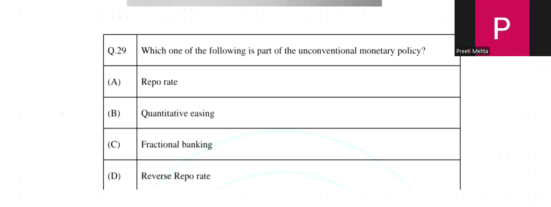Now what happens when the economy is in deep recession and even lowering the repo rate doesn't help? That's when central banks pull out the big guns, unconventional monetary policy. Under this, they use tools like quantitative easing, also called QE. Here, the central bank purchases long-term government securities and other assets to inject liquidity directly into the economy. It is basically printing digital money to revive lending, investment, and demand.